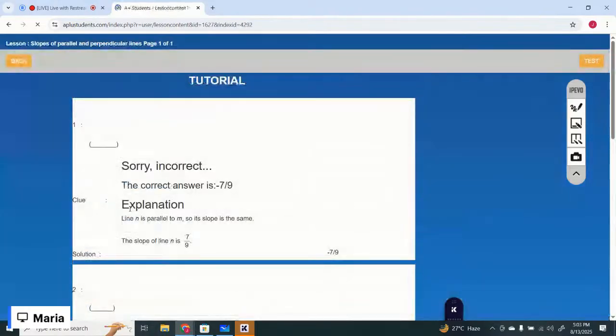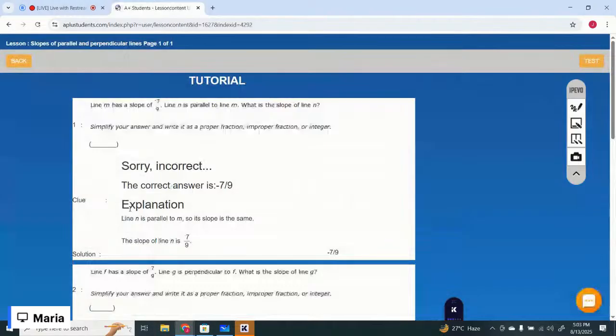Line M has a slope of -7/9. Line N is parallel to line M. What is the slope of line N? If two lines are parallel, they have exactly the same slope, right? So line N and M are parallel, so line N has the slope that is -7/9.